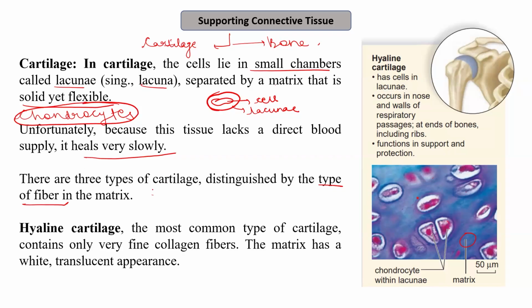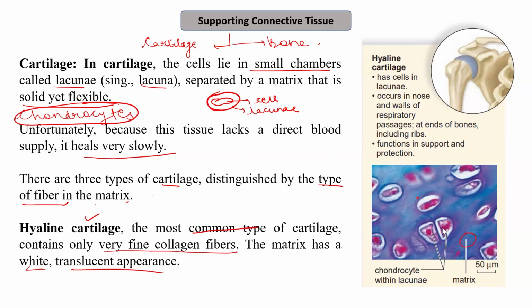There are three different types of cartilage based on the protein fibers which are present in the matrix. The first one is the hyaline cartilage. It is the most common type of cartilage and it contains very fine collagen fibers. The matrix has a white translucent appearance. You can see in this figure, they have cells in the lacunae.